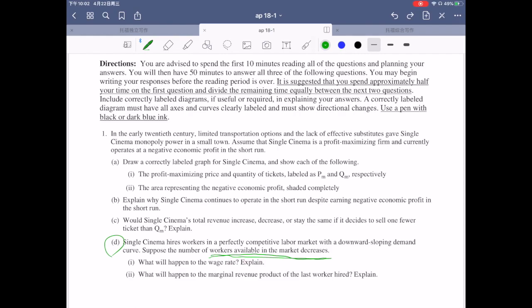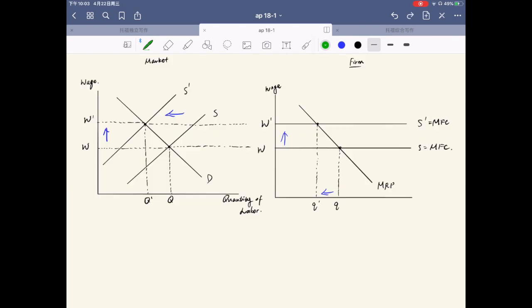Now look at the last one. So it's a single sigma. Here's a worker in a perfectly competitive labor market with a downward sloping demand curve. Suppose the number of workers available in the market decreases. The first part asks what will happen to the wage rate. So here is a graph, so I will go through it.